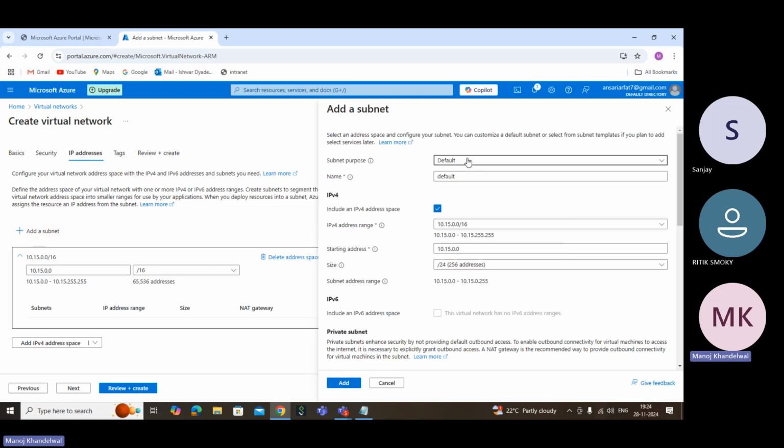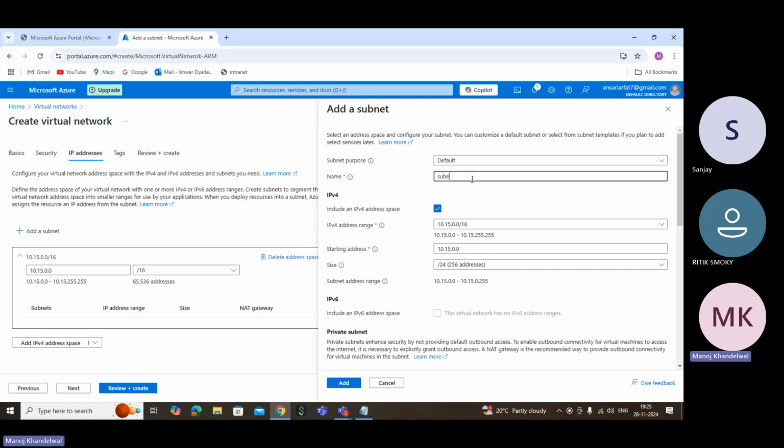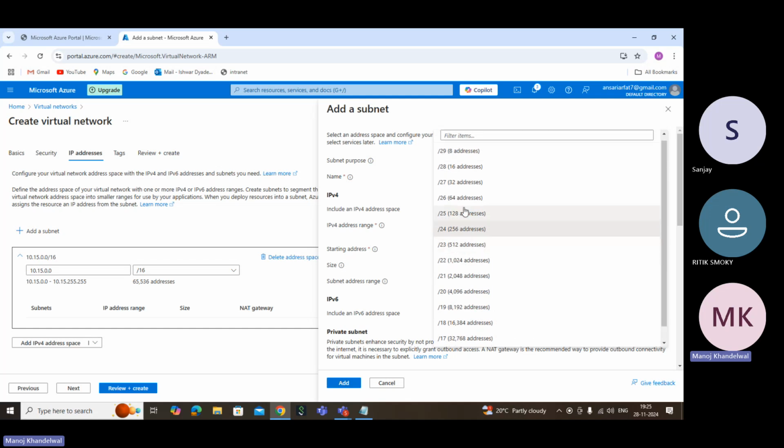The subnet 0, right? So I'll change this from the default subnet name, and we'll give that name as subnet 0 only. Okay, so what is our IP address range? Our starting address is 10.15.0.0. And it's asking me for the mask. It is /20, right? Yes, so I'll use /20 here.